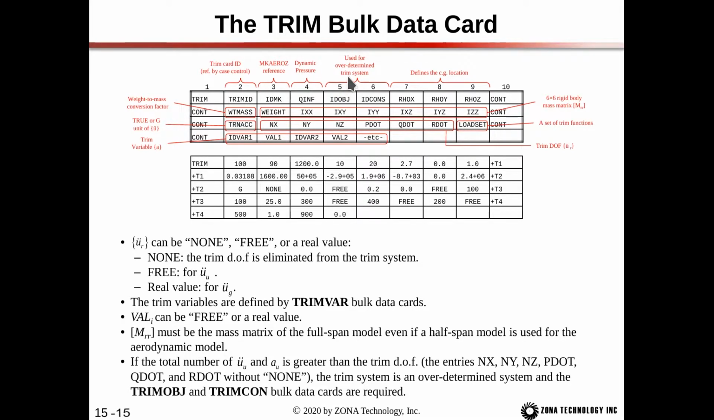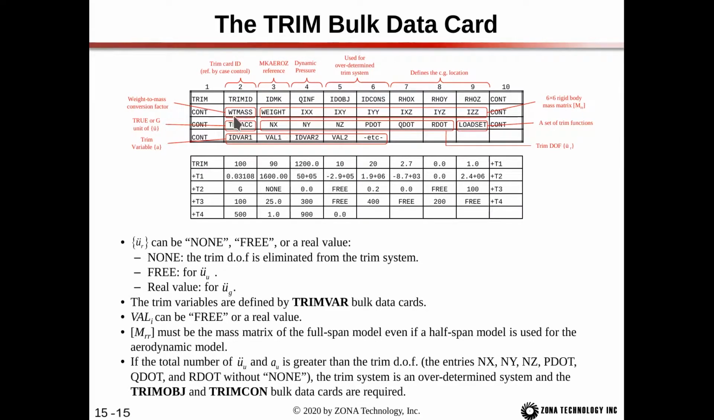Next, for the overdetermined trim system, we have the ID OBJ and the ID constraint fields, which refer to the trim objective and trim constraint bulk data cards. Next, we need to define the CG location. So we have row X, row Y, and row Z. And this is relative to the aerodynamic reference point defined in the Aero Z card.